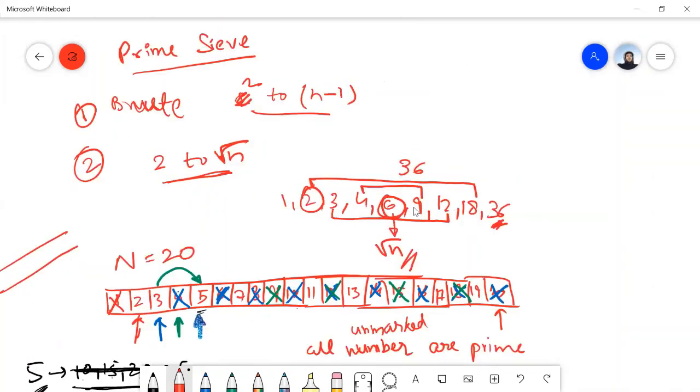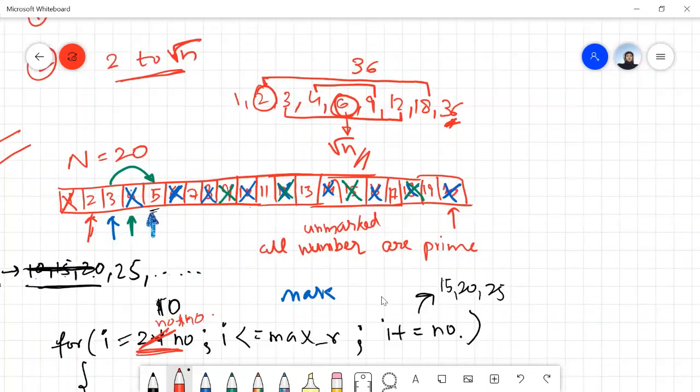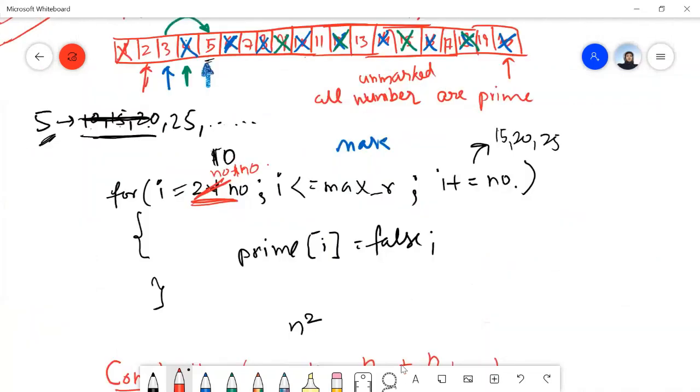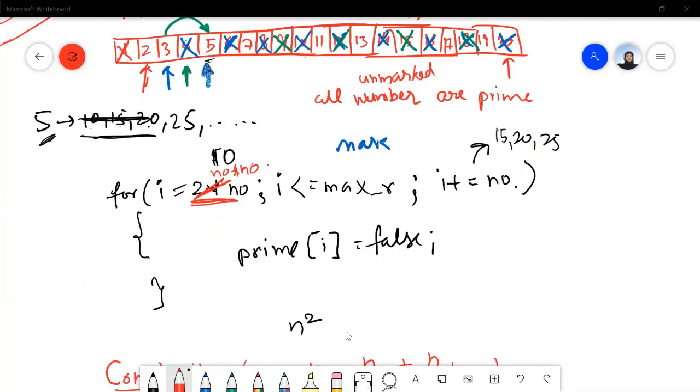So we don't need to check for 9, 12, and 18, because if 2 divides, then you know that 2 into 18 is 36, so 18 would also divide. That's why we are checking till root of n. But this method is completely different. In this we are just marking it. Okay. One second.